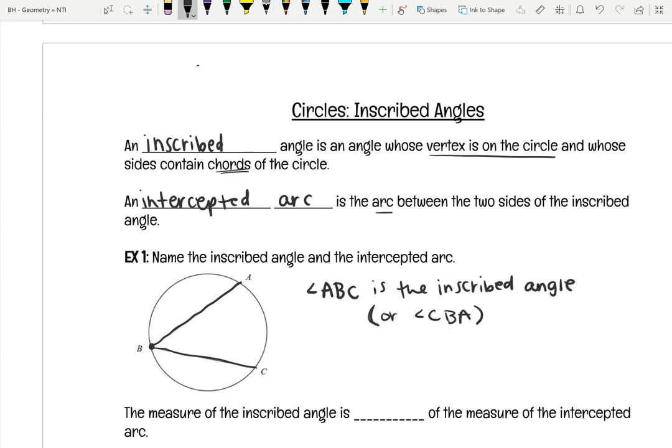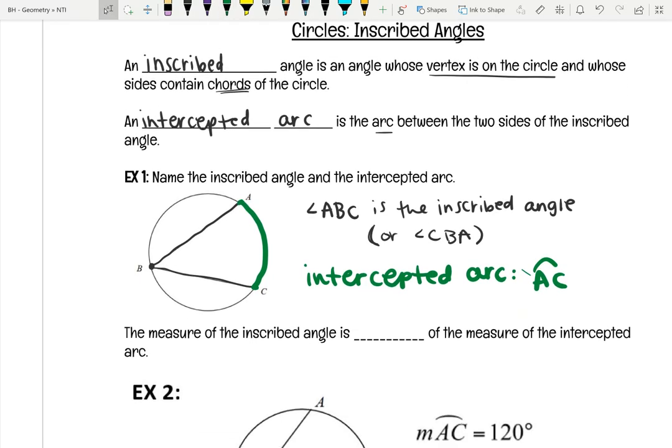That's it. Okay, the intercepted arc is the one that is between the two sides of the inscribed angle. So this portion of the circle right here is an arc. That's the intercepted arc because it's between this A and this C. Okay, it's between the two sides of the inscribed angle. So the intercepted arc in this example is, I'm sorry, I'm just naming it right now, arc AC, okay?